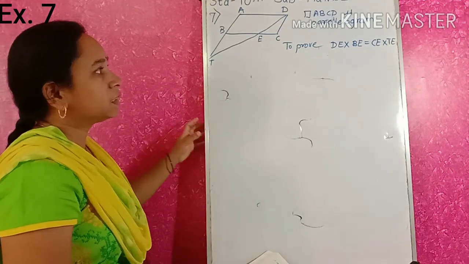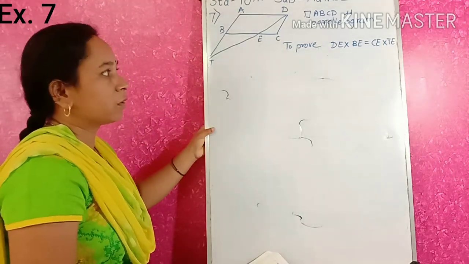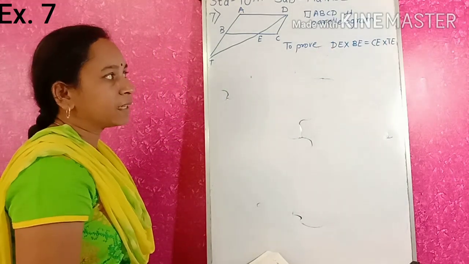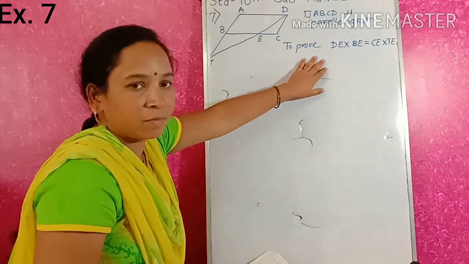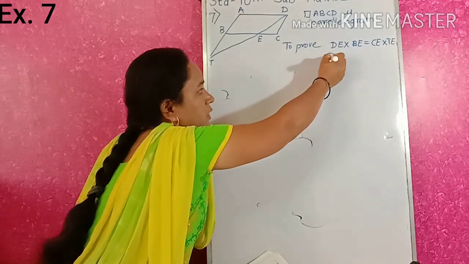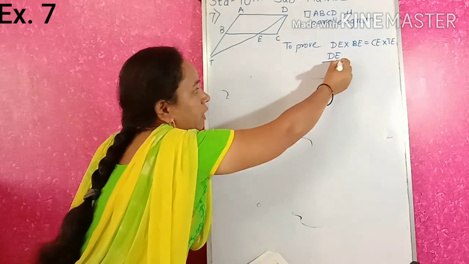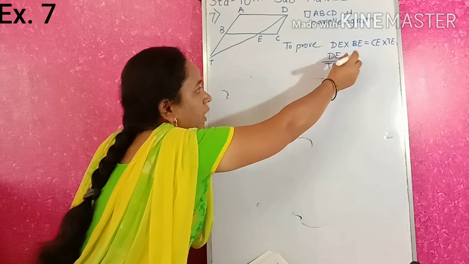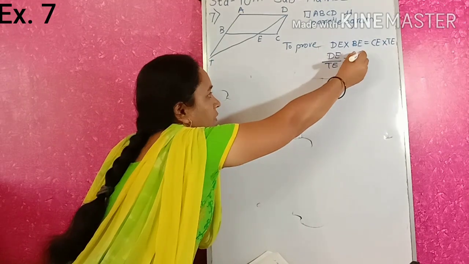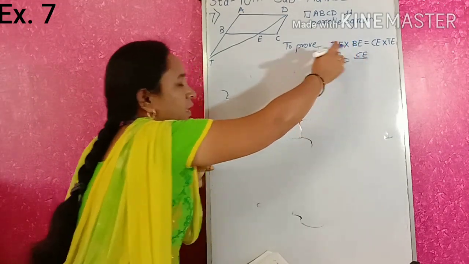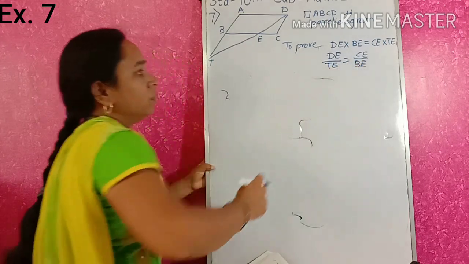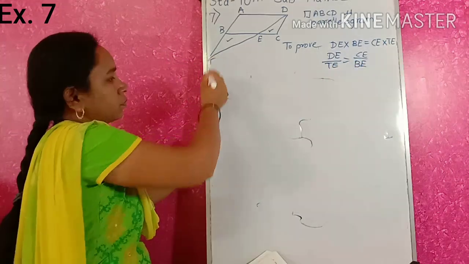Seventh example. In this example, ABCD is a parallelogram and we have to prove that DE multiplied by BE is equal to CE multiplied by TE. Like this they have given to make you confused. But actually it is nothing but, suppose DE, if I transfer TE to this side, I'll get one ratio. I transferred TE from the RHS to this side. In the same way CE upon BE, I will transfer it to that side. Now it looks like a ratio.